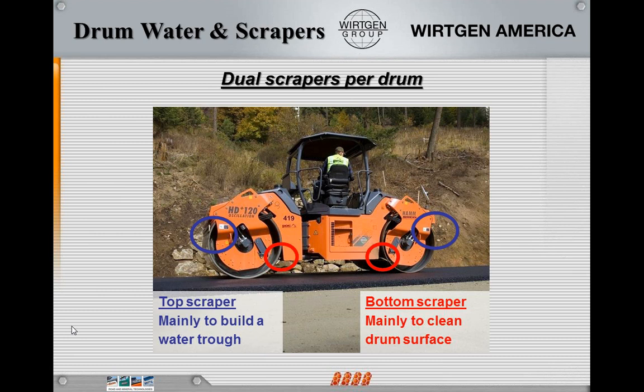So we definitely want to make sure we're only using the amount of water that we need to keep from picking anything up on our drums. We can spend more time behind the paver, better chance of getting consistent density.